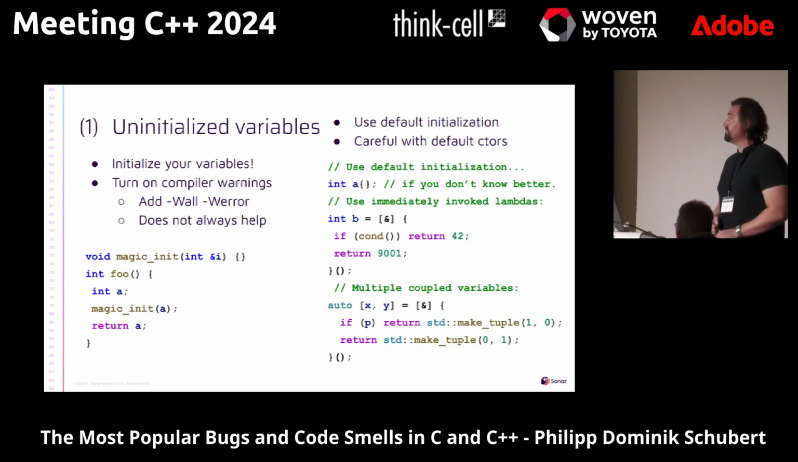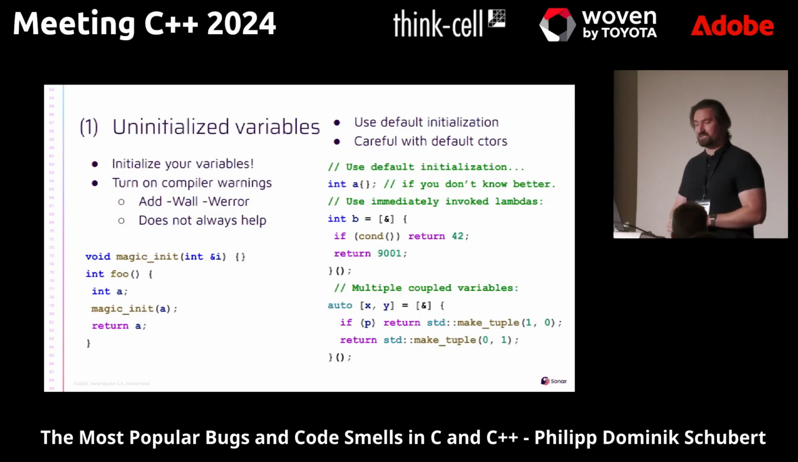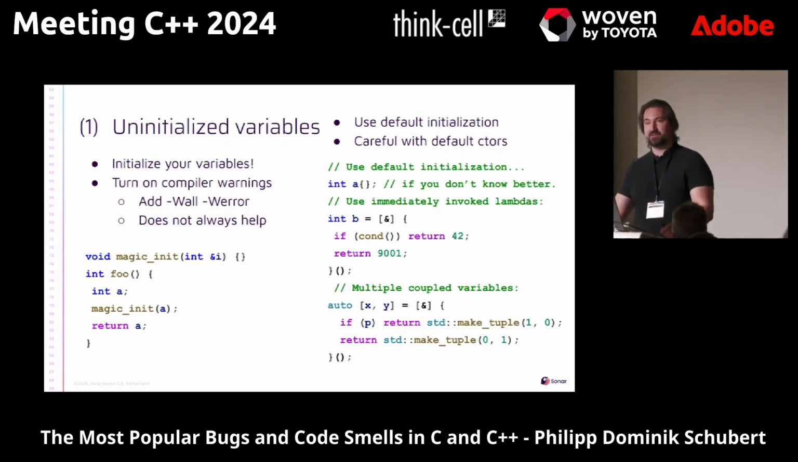It can also be done if you have multiple coupled variables, so you can just return std::make_tuple, and then just use this modern C++ expression, not so modern anymore at this point, where you can decompose it and then have your variables x and y using immediately invoked lambdas.